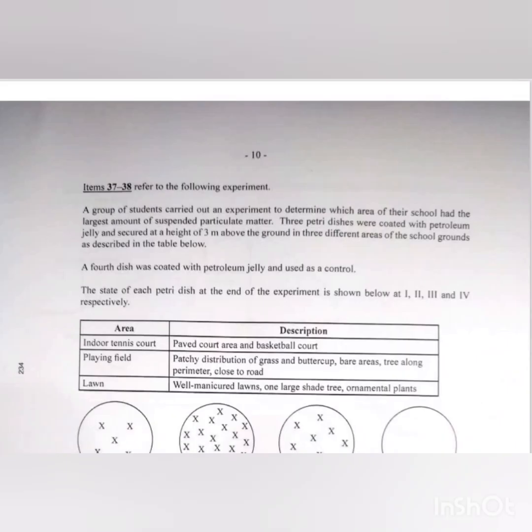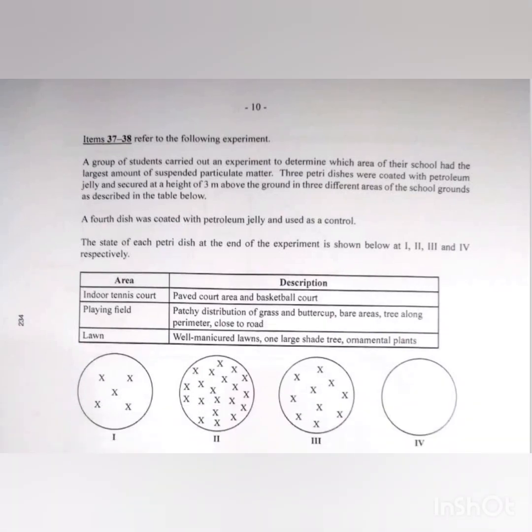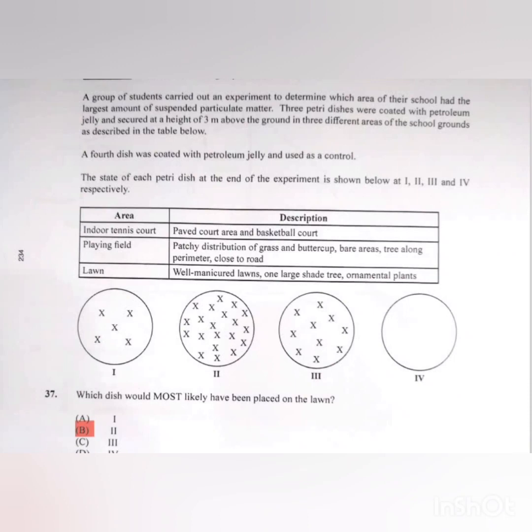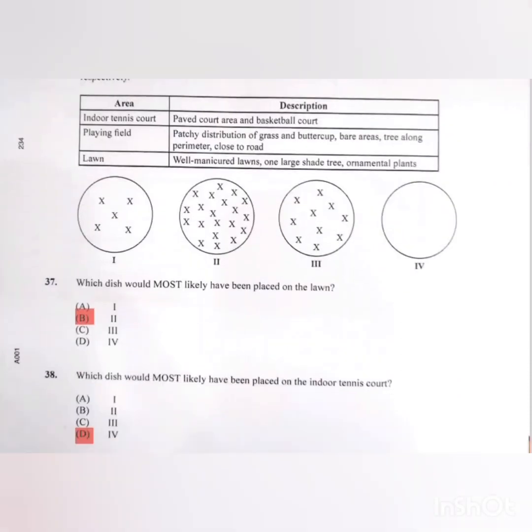37 and 38 refer to the following experiment. A group of students carried out an experiment to determine which area of their school had the largest amount of suspended particulate matter. 3 petri dishes were coated with petroleum jelly and secured at a height of 3 meters above the ground in 3 different areas of the school grounds as described in the table below. Which dish would most likely have been placed on the lawn? B. 2. Which dish would most likely have been placed on the indoor tennis court? D. 4.